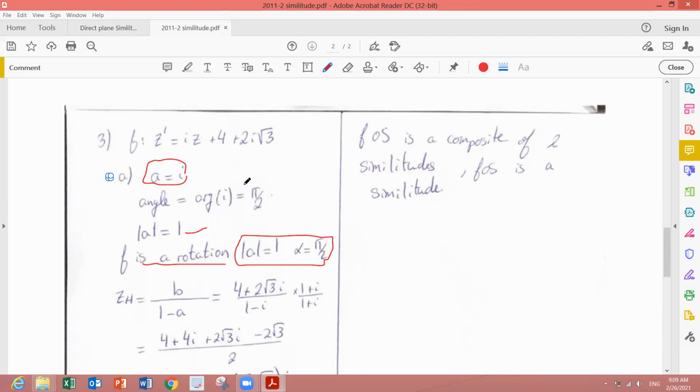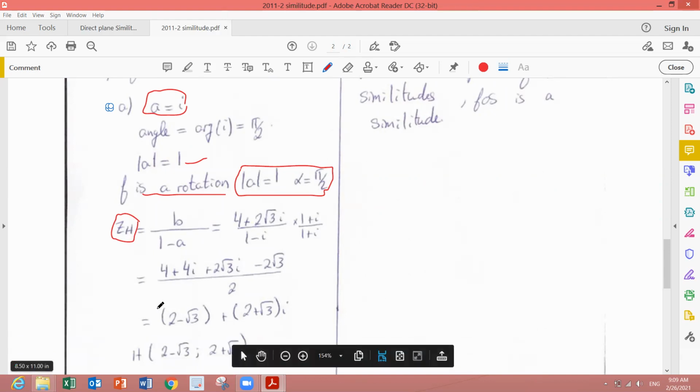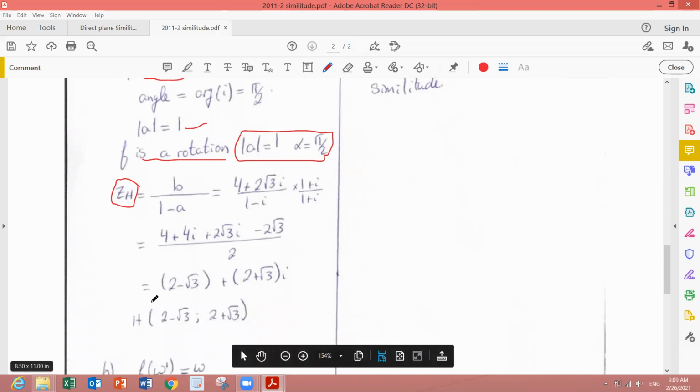We can do the proof like this. K is 1 because A is I, so the modulus of K equals 1. Yes. ZH, H is the center, is B over 1 minus A. B is 4 plus 2I radical 3 over 1 minus I, by using the calculator or multiplying by the conjugate. We get ZH and we get H.